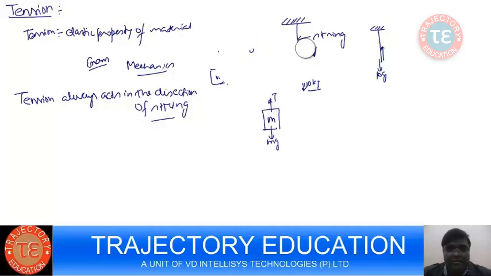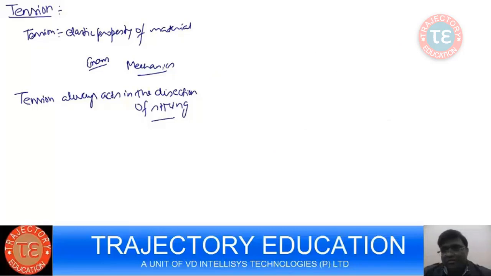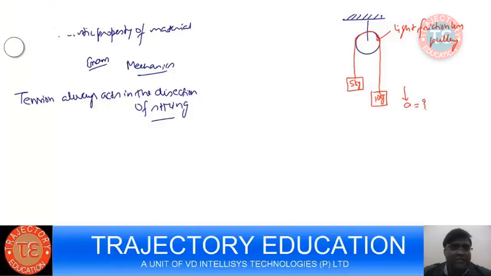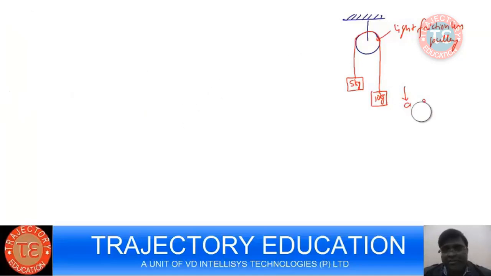I'll give you one question. Let me give you one question on this tension. Suppose we have the pulley and I hang 10 kg and the string passes on this pulley, and on this side say you have 5 kg, and I want you to calculate what is the acceleration. It is a light frictionless pulley, and you have to calculate what is the tension developed in the string and what is the acceleration.